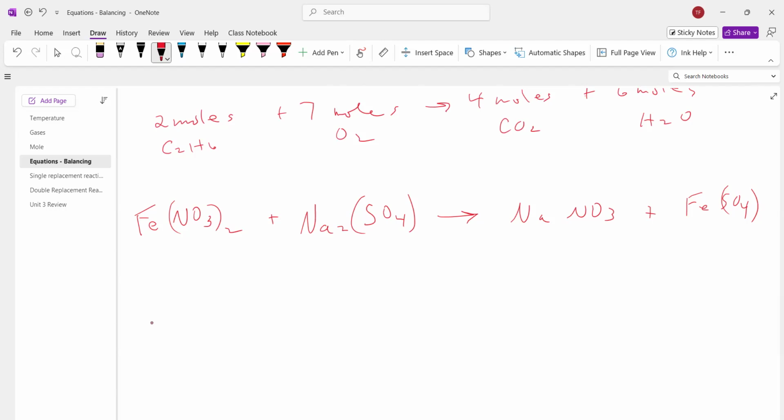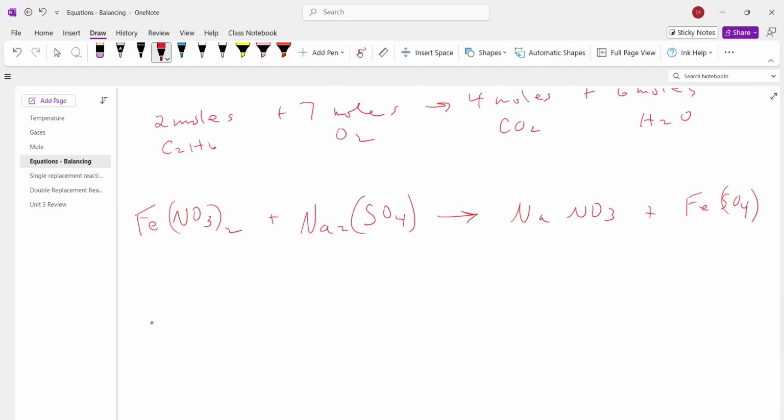Reactants and products. Okay, notice I had to use parentheses. That's because the common ion nitrate, NO3, is a group, and its charge is -1. Sulfate, SO4, it's also a group. Its charge is -2. So this is iron 2 nitrate, sodium sulfate, sodium nitrate, excuse me, and then iron 2 sulfate.